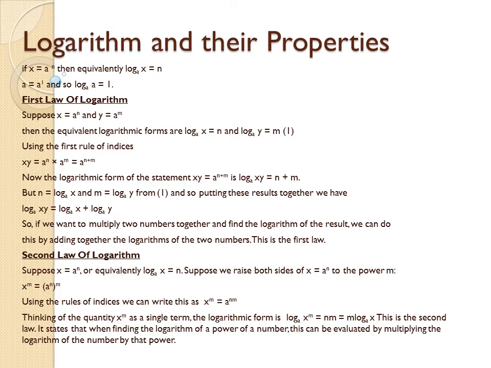It states that when finding the logarithm of a power of a number, this can be evaluated by multiplying the logarithm of the number by that power. So basically here we have log to the base a of x to the power m, then it becomes m. This m comes as the coefficient, so m log x to the base a. Whatever is in the power side becomes the multiplier of log x to the base a. So this is the formula.